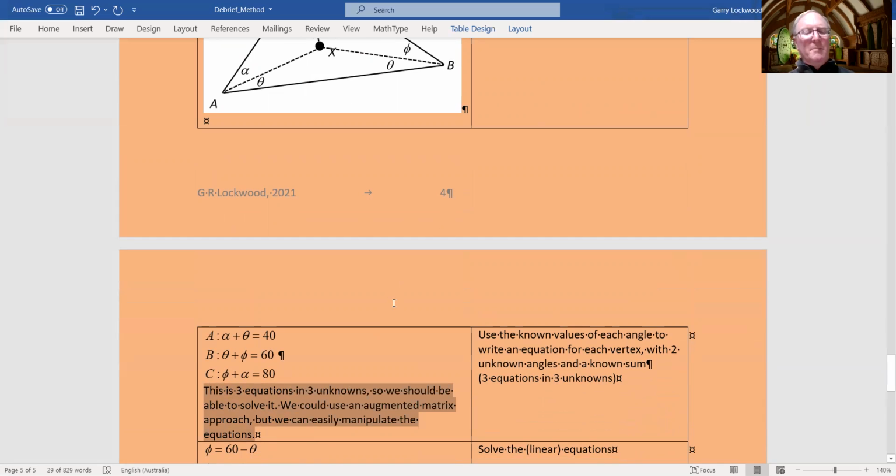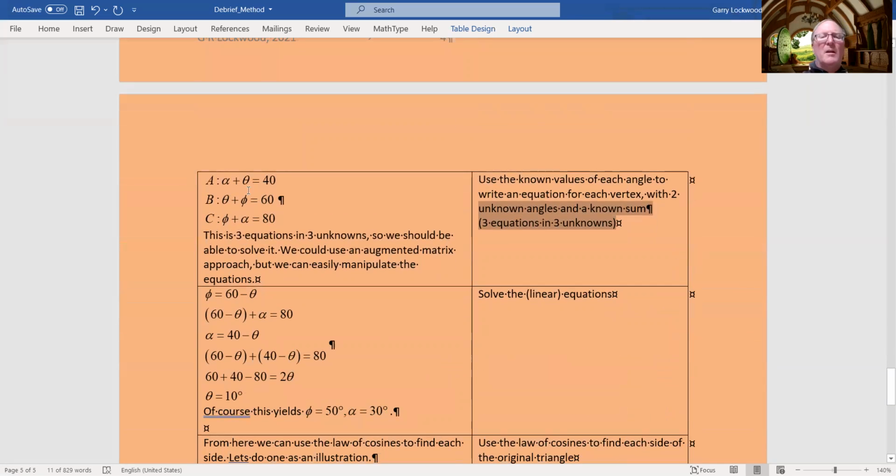We could use an augmented matrix approach, as in a linear algebra course, but we can easily manipulate these equations. And so my English language summary is use the known values of each angle to write an equation for each vertex with 2 unknown angles and a known sum. That's 3 equations in 3 unknowns. Okay. That's an English language summary of what I did.